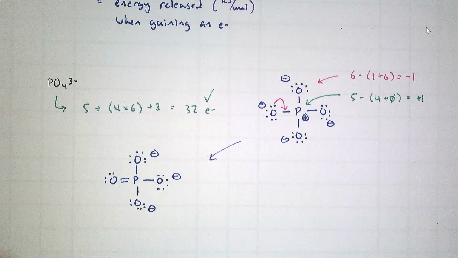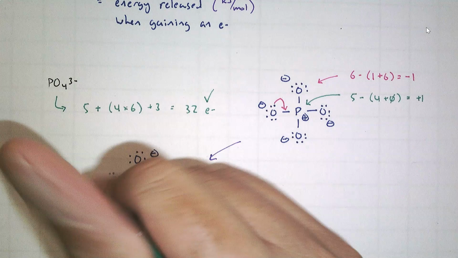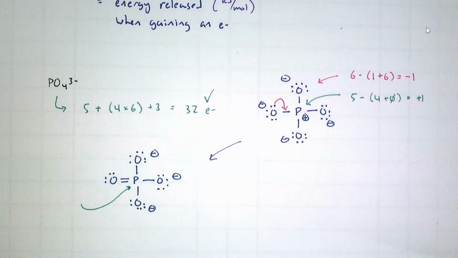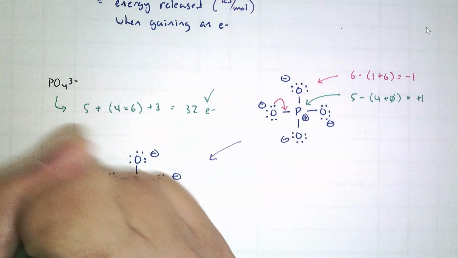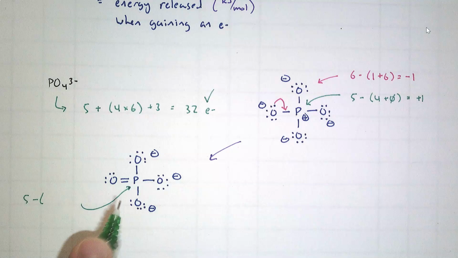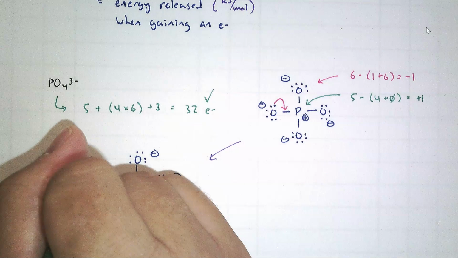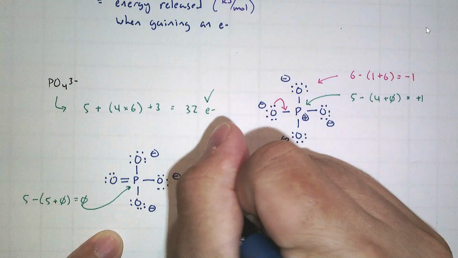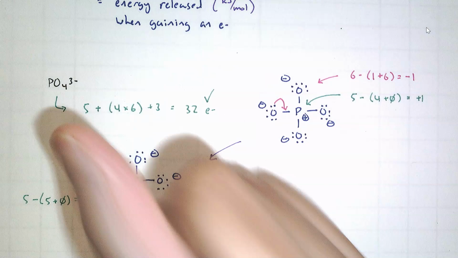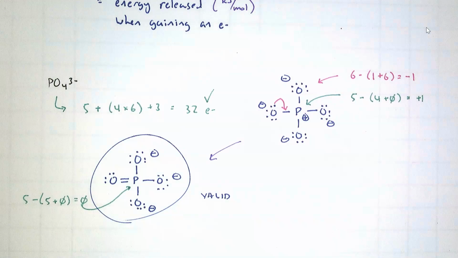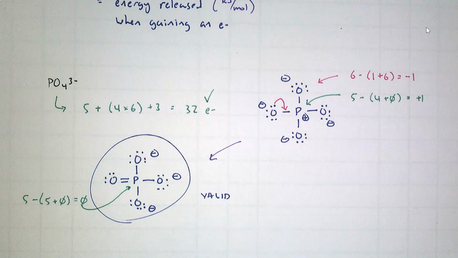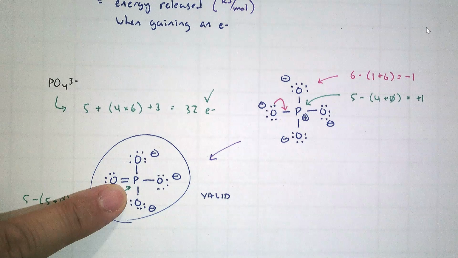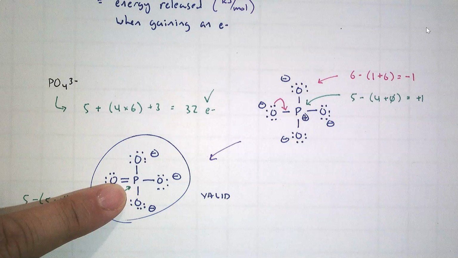What about the phosphorus? Are we sure that phosphorus has no charge now? Phosphorus has a valence of 5 minus 1, 2, 3, 4, 5. 5 sticks, 0 balls. That's net neutral. This is the valid Lewis structure right here. The phosphorus is hypervalent.